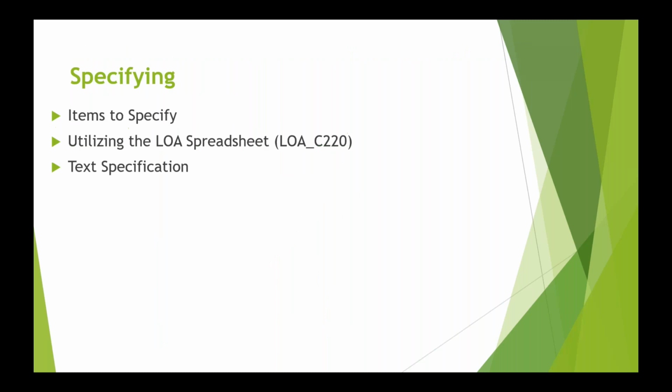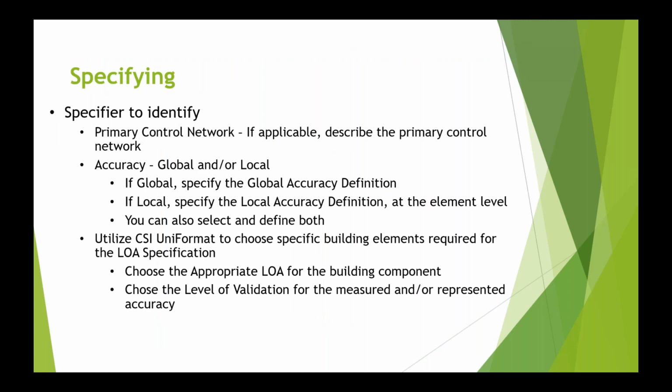So now we're on to the real quick part. How do you actually apply the LOA? So items specify, the spreadsheet, and text specification. We'll go over all this real quick. So the specifier, we talk about a primary control network if there is one. Again, this could be in the contract somewhere else.